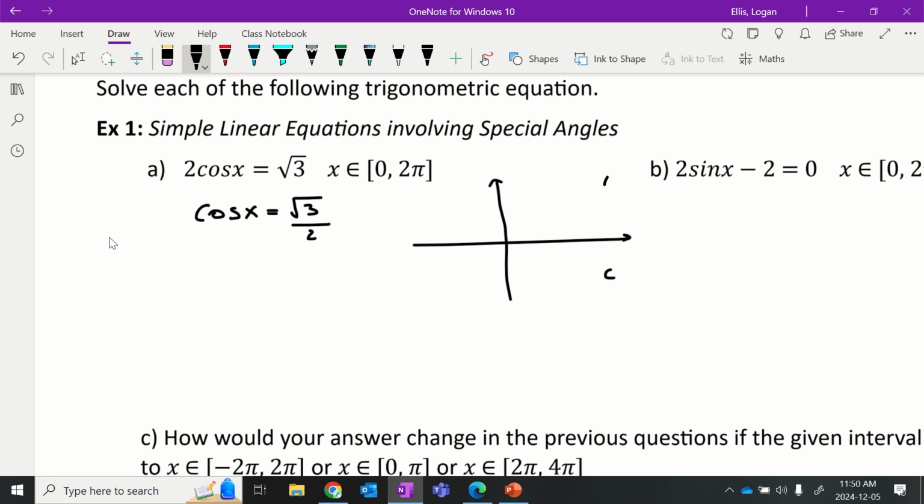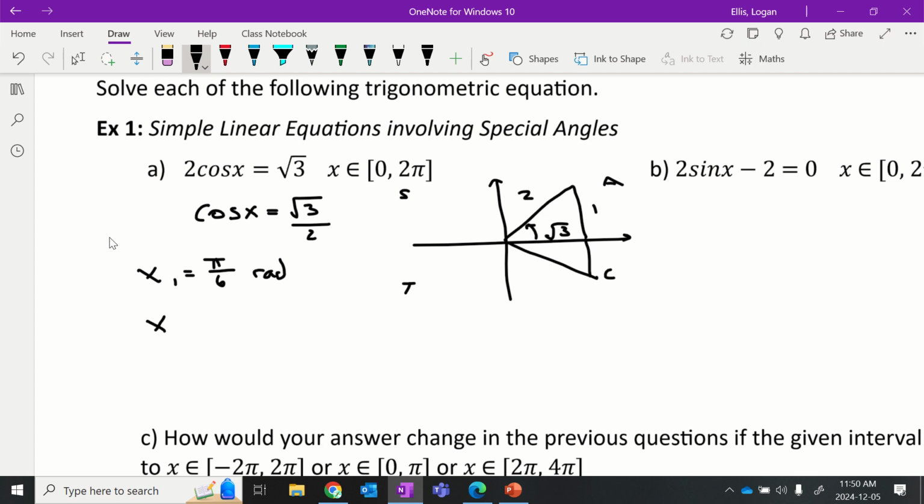When we're talking about your CAST rule, we're talking about an angle ending up in this quadrant here, or going all the way around and ending up in this quadrant, that terminal angle. If we're thinking about cos, remember that it is adjacent over hypotenuse. I know this is the root 3, 2, and 1 triangle, and if you remember that special angle, that gives you your first value, x1 as pi over 6.